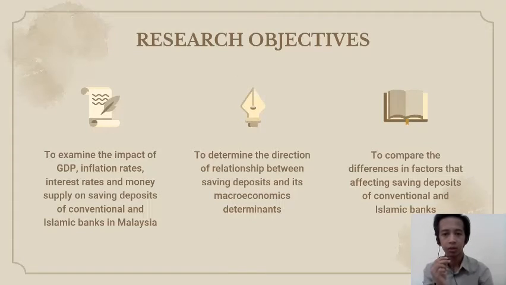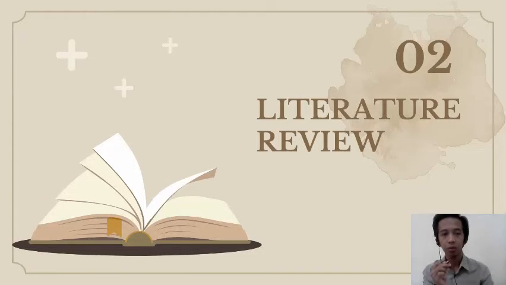For the research objectives, the first is to examine the impact of GDP, inflation rate, interest rate, and money supply on saving deposits of conventional and Islamic banks in Malaysia. Second is to determine the direction of the relationship between saving deposits and the macroeconomic variables, whether they have a positive or negative impact on total saving deposits. And the last one is to compare the difference in factors affecting saving deposits of conventional and Islamic banks. And then we will proceed to the literature review part.